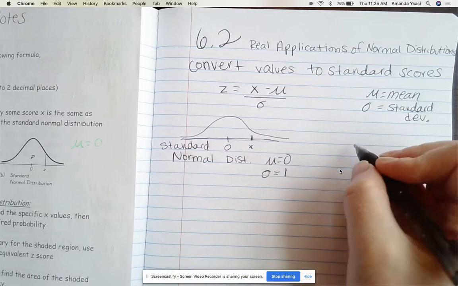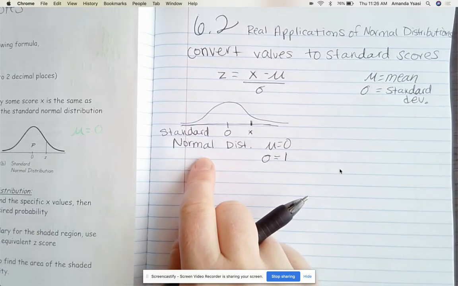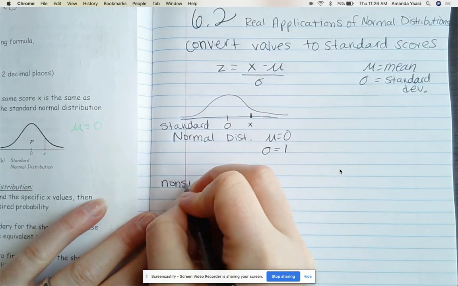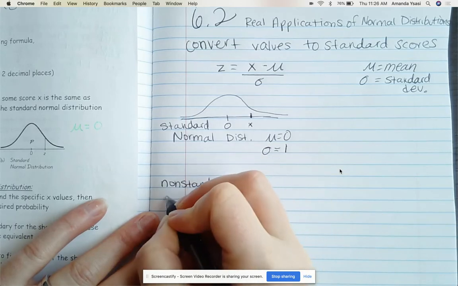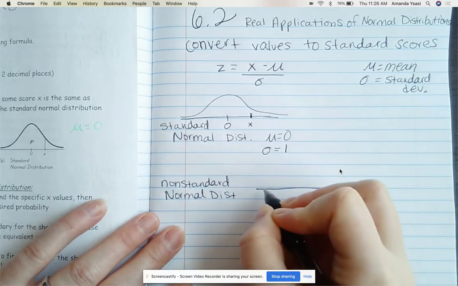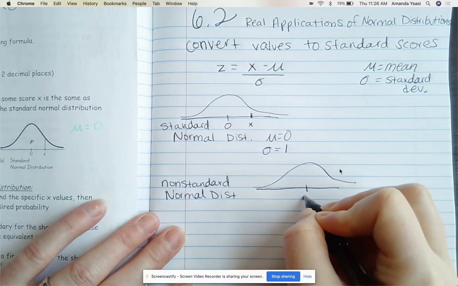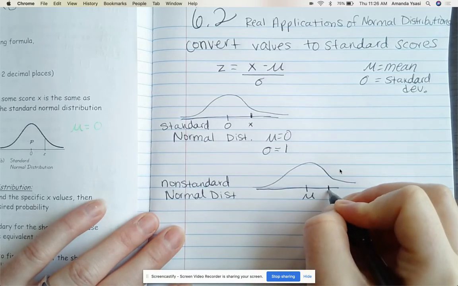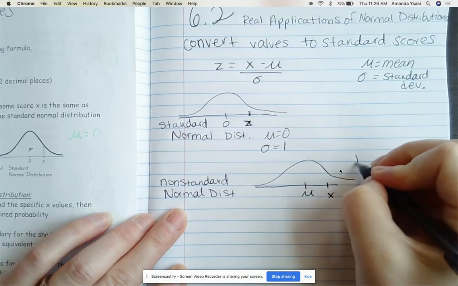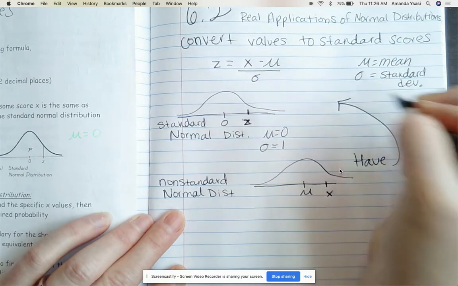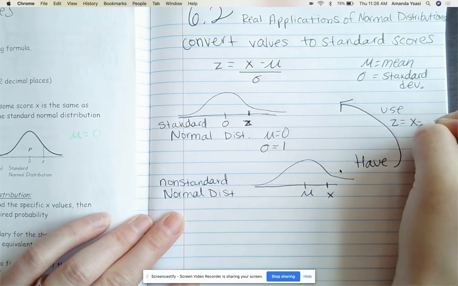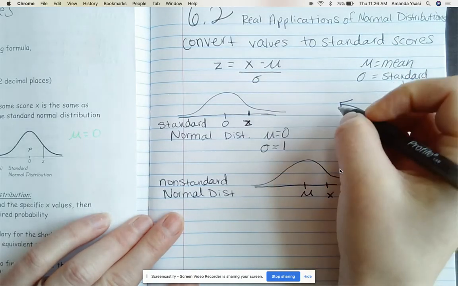Okay, so what we're going to do, because not everything is standard normal, we are going to have to convert from non-standard normal distributions. So non-standard would be where you have your mu, and we are going to change, well, this was x, and now it's going to be z. Use that formula, z equals x minus mu over sigma, to get this.